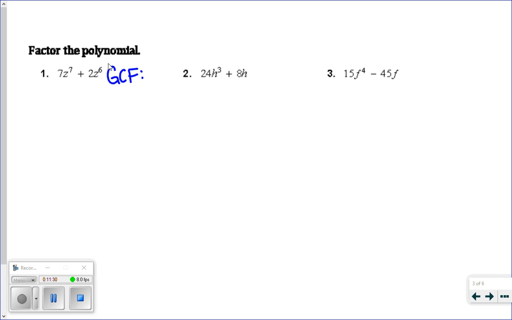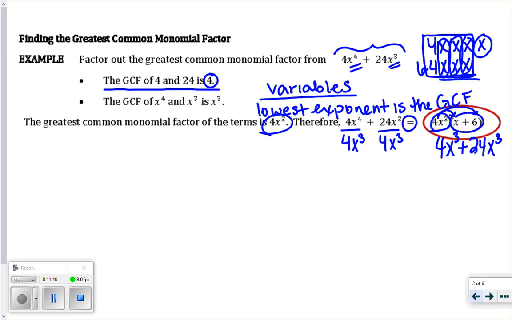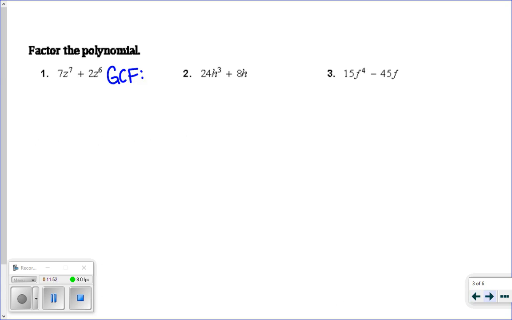7 and 2 don't have a common factor. They're both prime. Now let's talk about the variable, though. I have 7 z factors in that first term. That z to the 7th means I have 7 z's there. And then the second one has 6 z's. Remember what we talked about a minute ago. Essentially, the lowest exponent is your GCF. Both of these have at least 6 z's they can give me. I can pull 6 z's from the first term and 6 z's from the second term. So that's my GCF. My GCF is z to the 6th, or 1 z to the 6th, however you want to think about that.